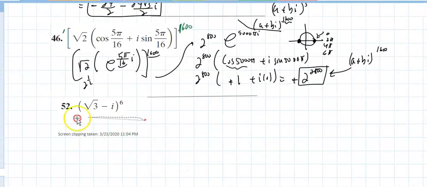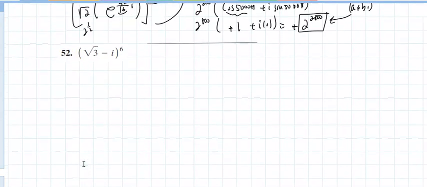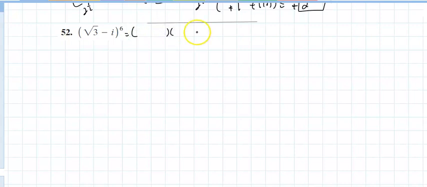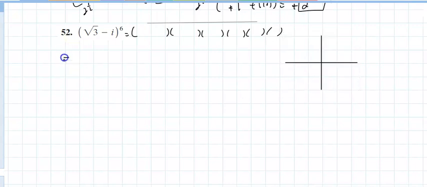Next problem I want to look at would be problem number 52. I'd like to take the square root of 3 minus i raised to the 6th power. Again, one option is to multiply this by itself 6 times and FOIL all of that. Or I could work this out and transform this into complex form using Euler's formula.